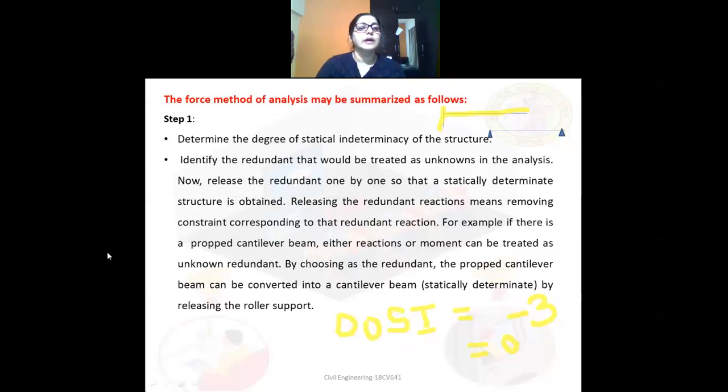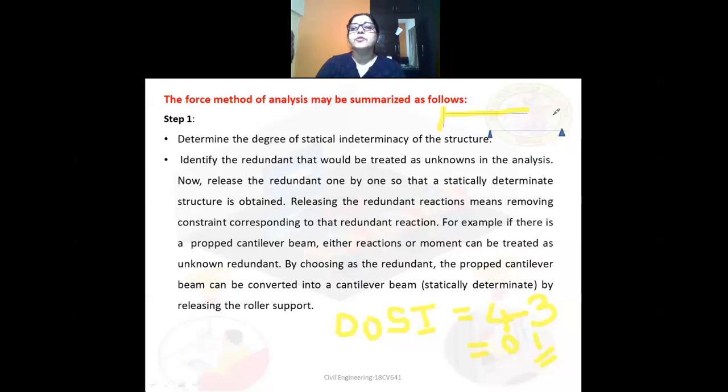I can write it as 4 minus 3, so it is statically indeterminate by 1 degree. So I can remove any of the forces to make it statically determinate. Here, for example, if there is a propped cantilever beam, either reactions or moments can be treated as an unknown redundant.